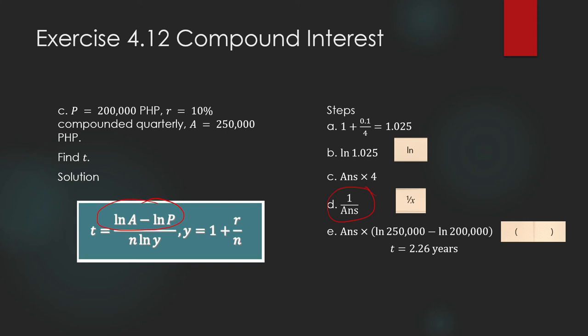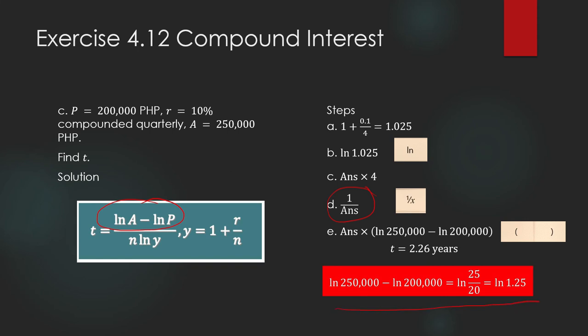Now, you may want to shorten your solution, and you can do that by recalling this law among your laws of logarithms. You can write this as ln of 25 divided by 20, and that is the same as ln of 1.25. So this whole thing here, you can write simply as ln of 1.25. The answer to your step D times ln of 1.25 will give you T is equal to 2.26 years.